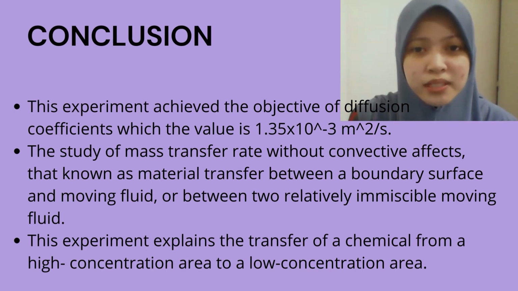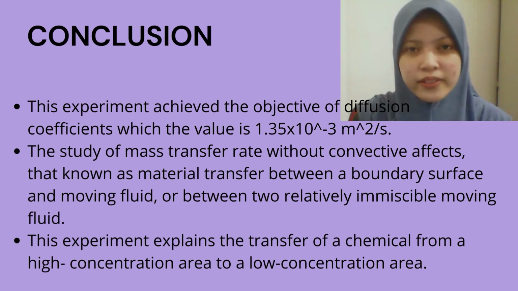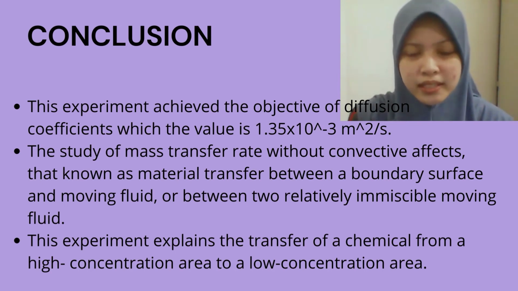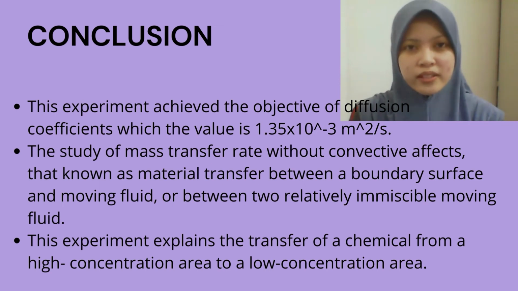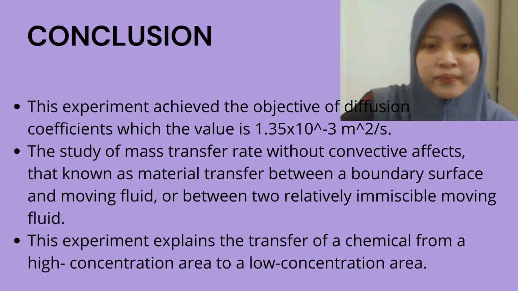First of all, this experiment achieved the objective of determining the diffusion coefficient, which the value is 1.35 times 10 to the power of negative 3 with the unit m squared per second. For the second, the study of mass transfer rate without convective effects, known as material transfer between a boundary surface and a moving fluid, or between two relatively immiscible moving fluids. Lastly, this experiment explains the transfer of a chemical from a high concentration area to a low concentration area. That's all from me. Thank you.